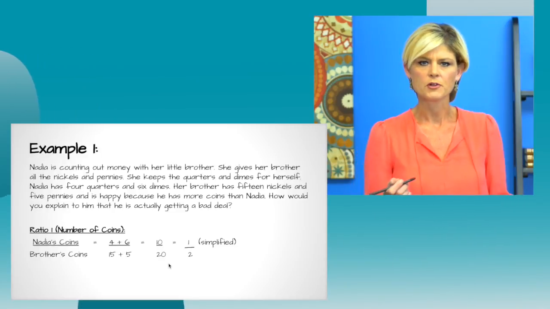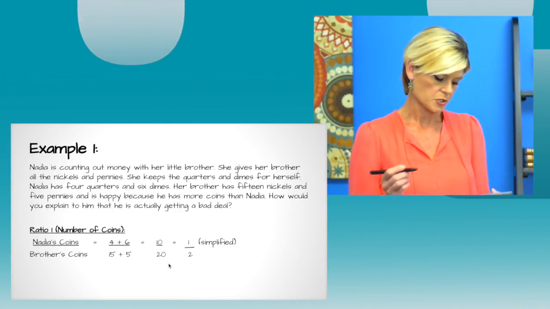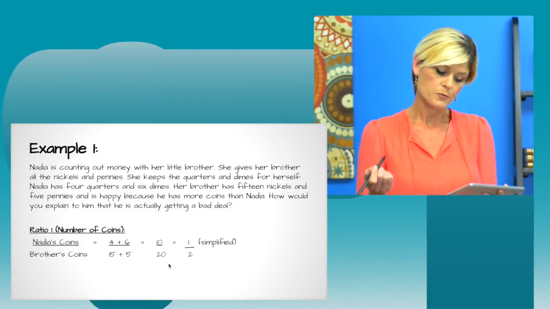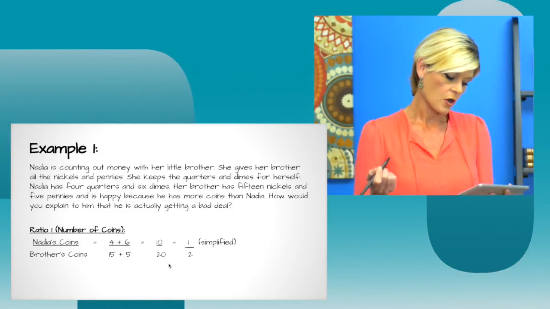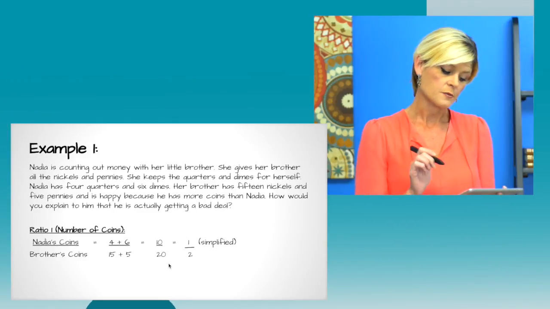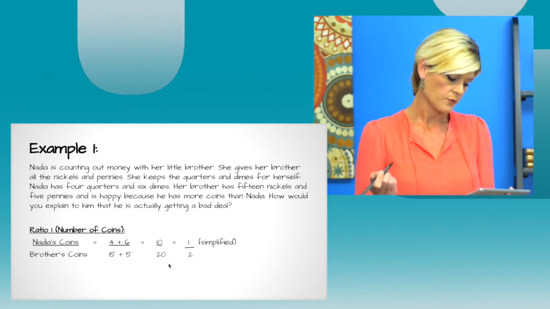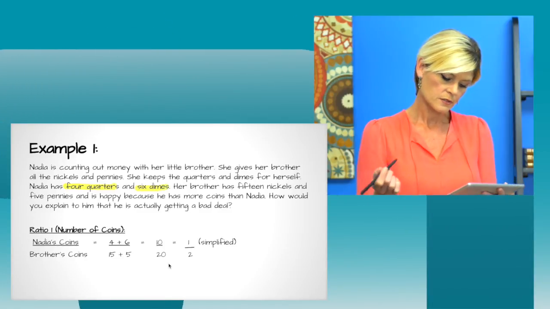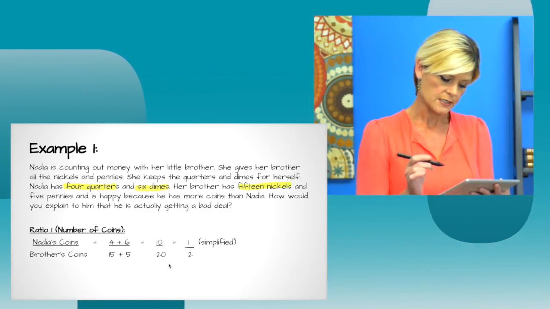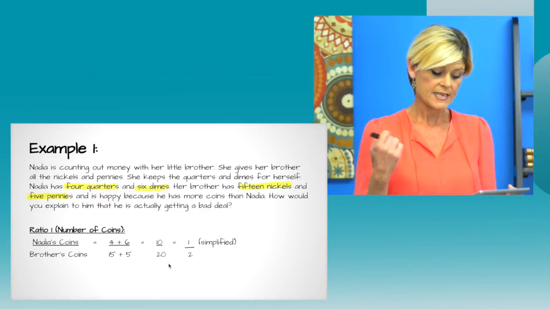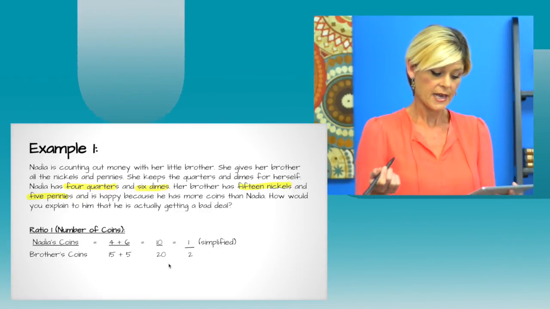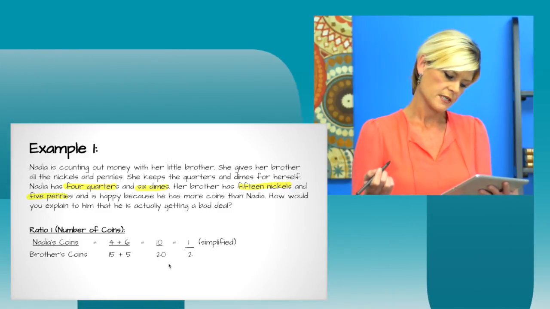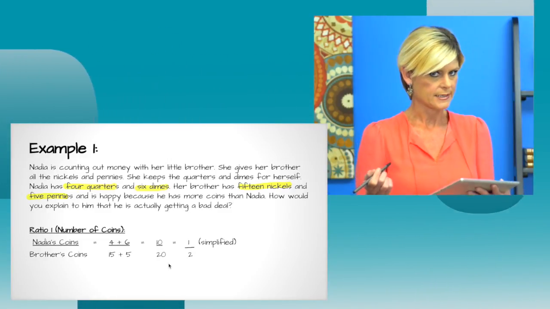Let's look at an example of a ratio in kind of a real-life situation. Nadia is counting out money with her little brother. She gives her brother all the nickels and pennies. She keeps the quarters and the dimes for herself. Nadia has 4 quarters and 6 dimes. Her brother has 15 nickels and 5 pennies and is happy because he thinks he actually has more coins than Nadia. How would you explain to him that he is actually getting a bad deal?